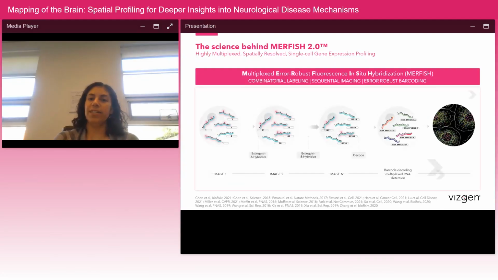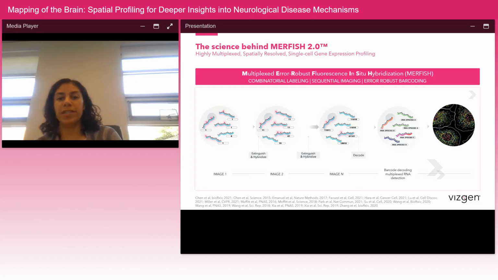MERFISH itself is basically a single molecule fish applied at scale. So the way this works is that we're doing in situ single molecule fish detection with a complex barcoding strategy that we refer to as multiplexed error-robust fluorescent in situ hybridization. We have a combinatorial barcoding approach where every gene gets a unique combination of probes, and each of those probes gives off a signal, and decoding those signals tells you the gene expression of up to 1,000 genes simultaneously in situ.